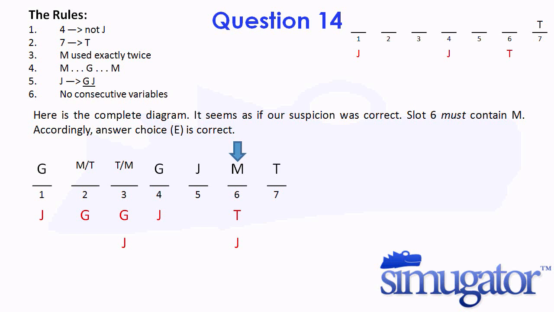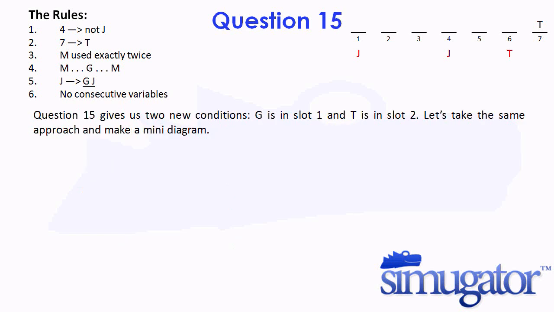Don't get confused with answer choice B that says that T can go in slot 2, because this is a must-be-true question. It's not a could-be-true. Slot 6 must contain M. Accordingly, answer choice E is the correct answer.